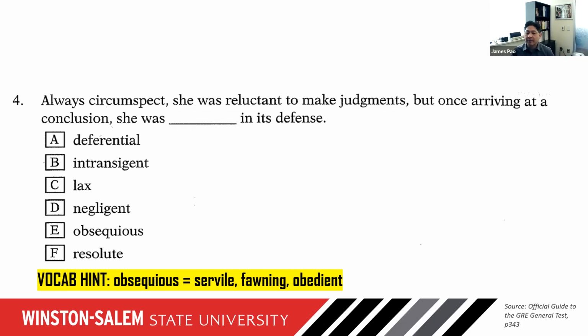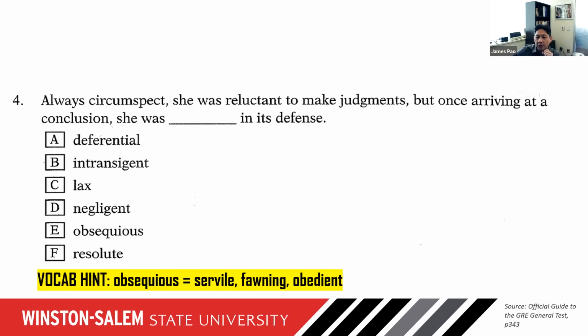I want you to try it. Why don't you fill in your own answer? Let's do a prediction strategy. So she's always circumspect. That means thoughtful. She's very careful. She's reluctant, meaning she does not want to make judgments. She thinks about it. She doesn't come up with quick conclusions. She doesn't judge people real fast. But once she does arrive at a conclusion, she is what in its defense?